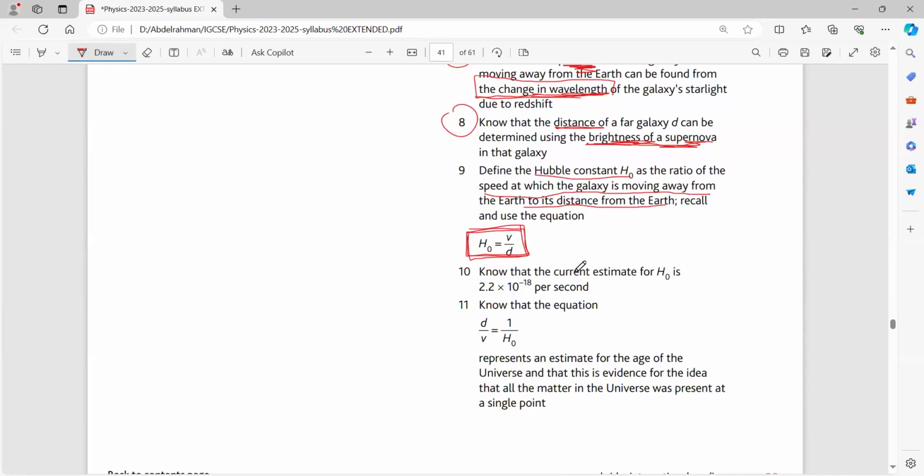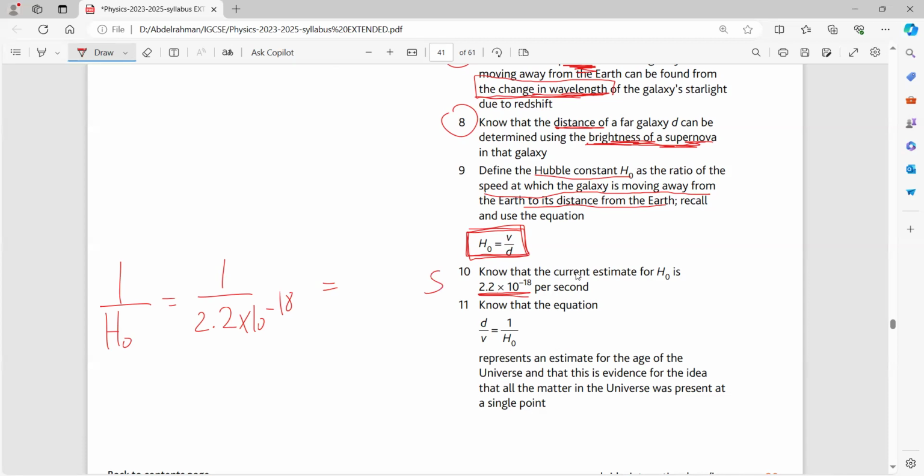And we need to memorize the number 2.2 times 10 to the negative 18 per second. We can use this number to determine the age of the universe. How? It's 1 over 2.2 times 10 to the negative 18. This would definitely give me a huge number. This number is in seconds. Whatever number you find, it would be a huge number in seconds.